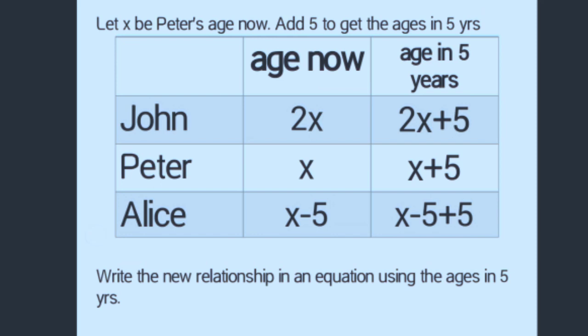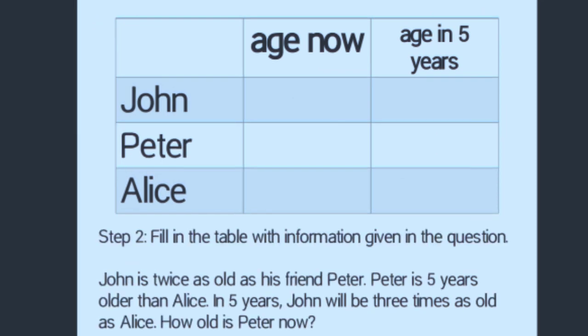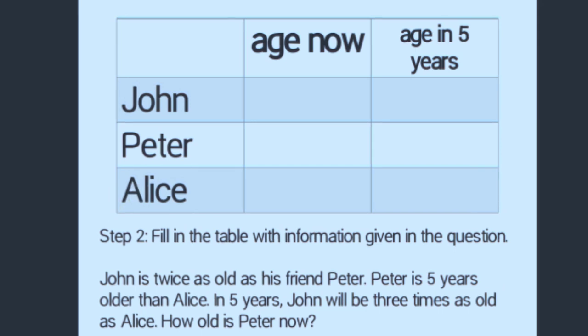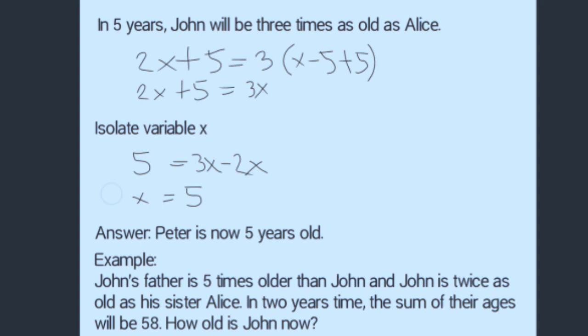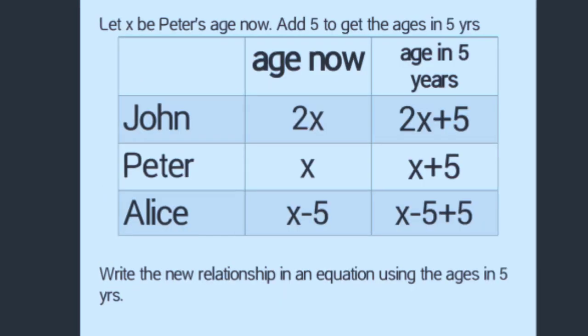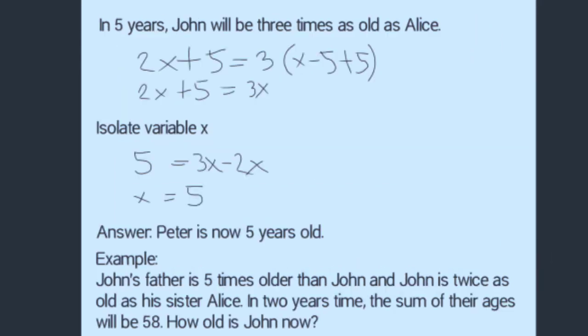So, again, in the question is, in 5 years, dapat alam natin ang relationship ng tatlo, ni John, ni Peter, at ni Alice. John will be 3 times as old as Alice in 5 years, so 3 times X minus 5 plus 5 ni Alice, okay? Ito na ang magiging resulta. Write the new relationship in an equation using the ages in 5 years. So, in 5 years, John will be 3 times as old as Alice.